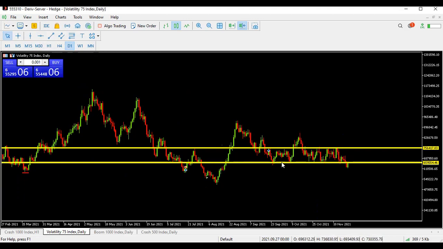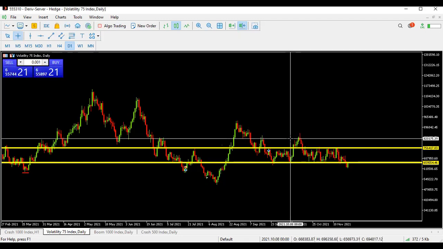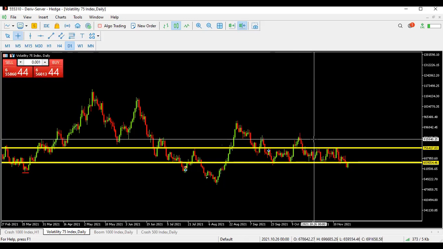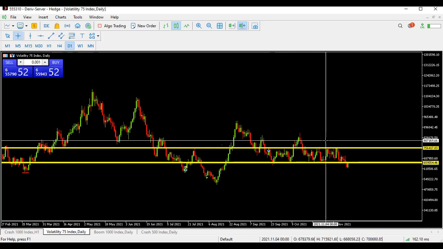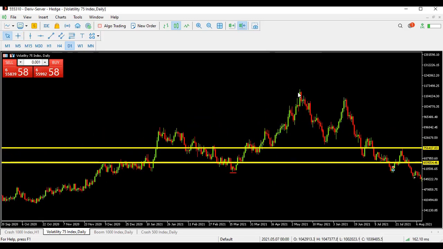Let me go back and see again. This is September, price touched there, it went up. Still October, price got there, it went up. October 26, price got there and went up. Look at now. Price has gotten there. This is November and it went up again, and has come now to retest that zone. So it's a major turning point.